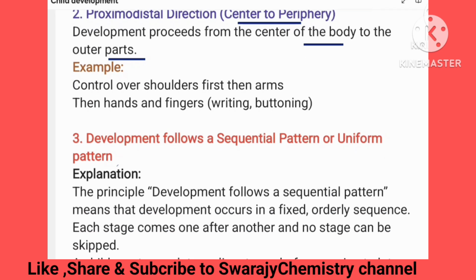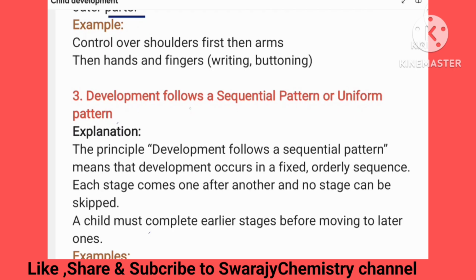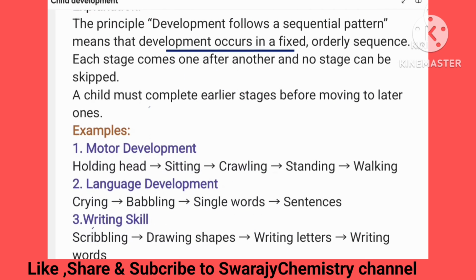Next, the third principle, development follows a sequential pattern or uniform pattern. This means that development occurs in a fixed, orderly sequence. Each stage comes one after another, and no stage can be skipped. A child must complete earlier stages before moving to later ones.